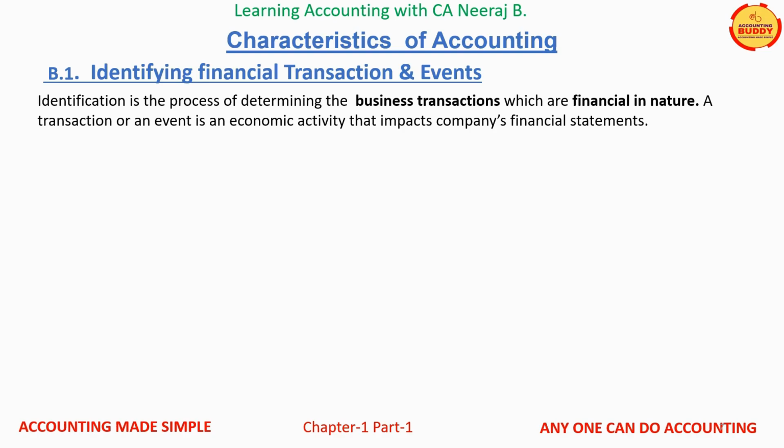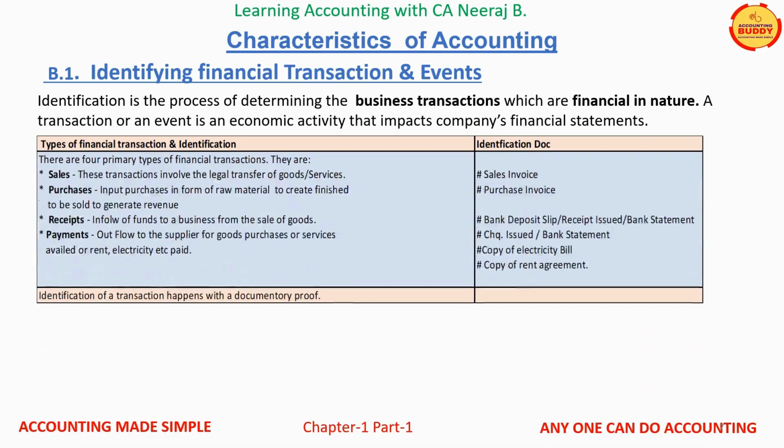First step in systematic approach for accounting is identification of business transactions, which has a financial impact and is backed up by a documentary evidence. Any transaction or event which impacts the financial position of the business is a financial transaction for that business. Let us understand this with examples. Financial transactions can broadly be classified into four types for any business: sales, purchase, receipts, payments. Each type of transaction is explained in brief with corresponding identification documents.